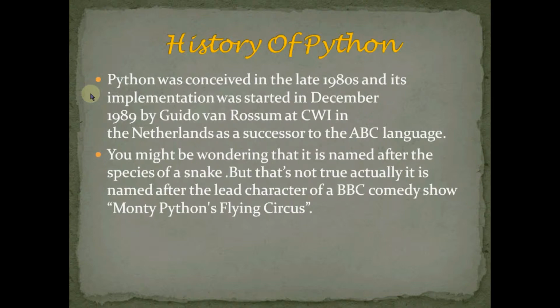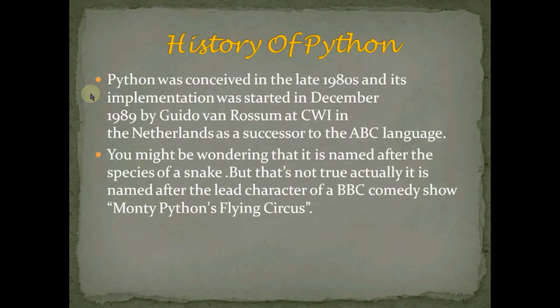As far as the history of Python is concerned, Python was conceived in the late 1980s, but its implementation started in 1989 and 1990. The person who developed the Python programming language is Guido van Rossum. He developed it at the CWI company in the Netherlands, and Python is the successor of the ABC programming language.